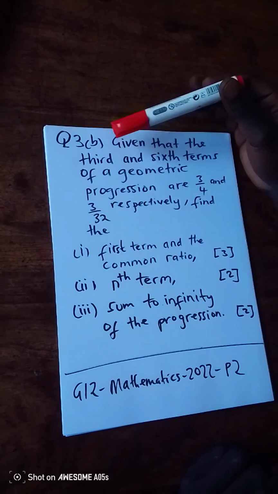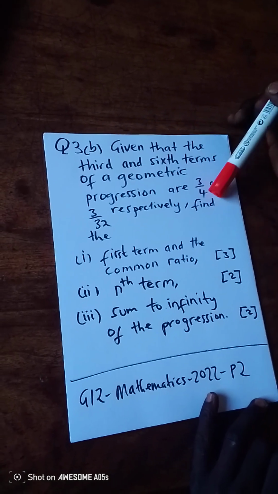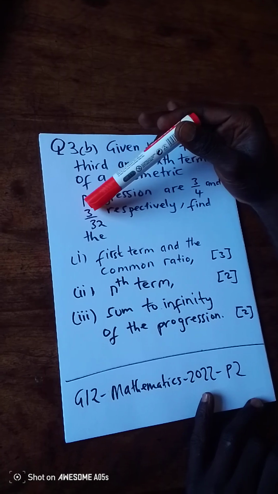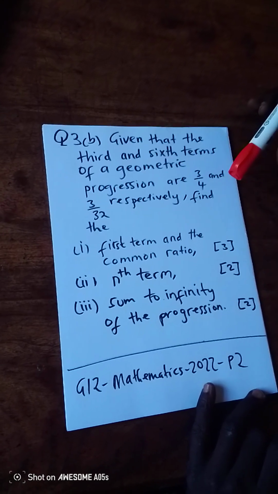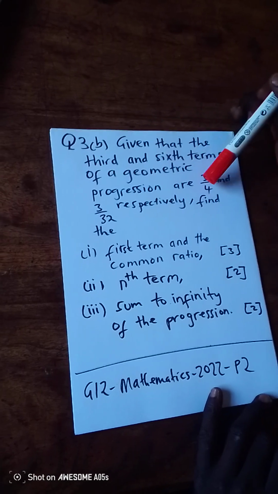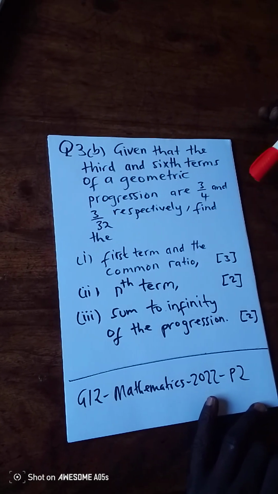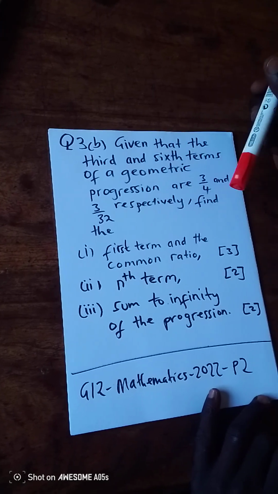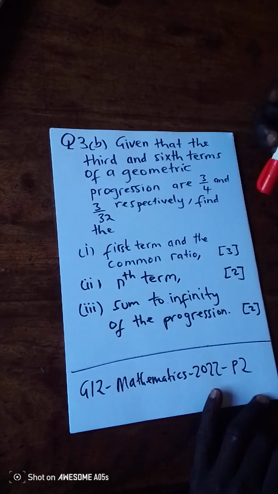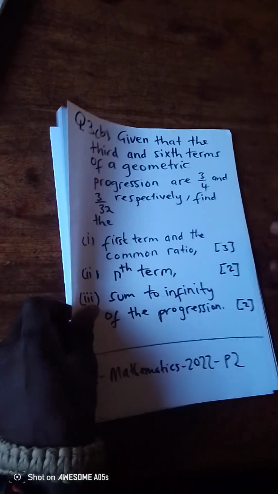So at this point we were told that the third term and the sixth term are 3 over 4 and 3 over 32 respectively. When they say respectively, it means the one which was mentioned first gets the first value, the one which was mentioned second takes the second value. So we're going to use this information to calculate the first term and the common ratio. Okay, so we're starting.